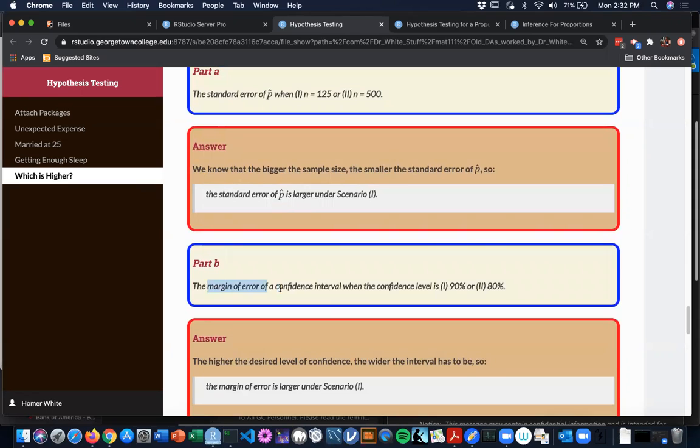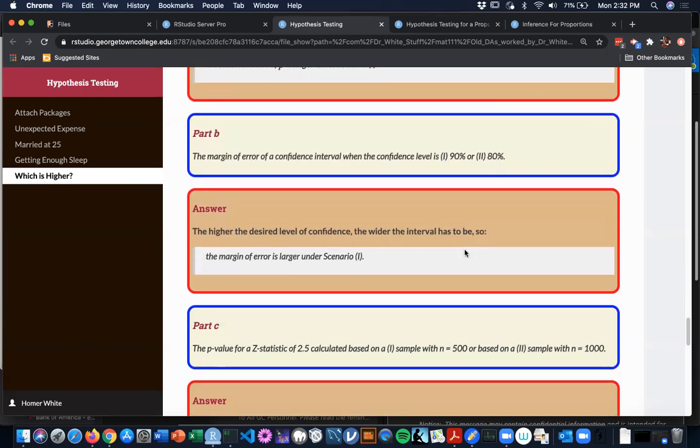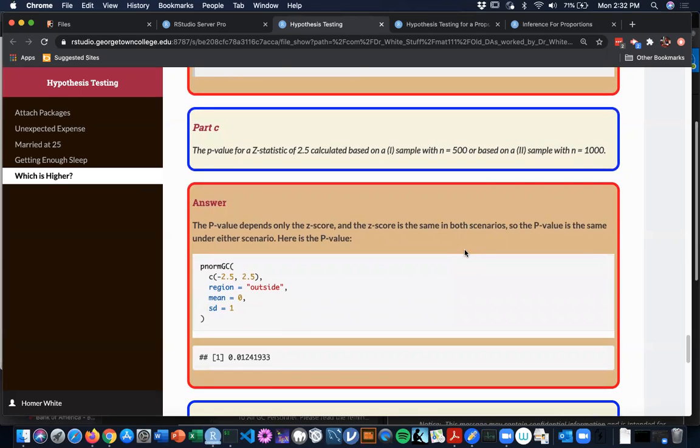So I'm going to say it's bigger in scenario 1, where the sample size is smaller. Next up, margin of error of the confidence interval. One scenario, you're making a 90% interval. The other scenario, you're making an 80% interval. Well, the more confidence you want, the bigger the z-star number has to be, therefore the bigger the margin of error. So I would say it's scenario 1, that's where the margin of error is going to be larger. So that's still review from previous sections, based on confidence intervals.